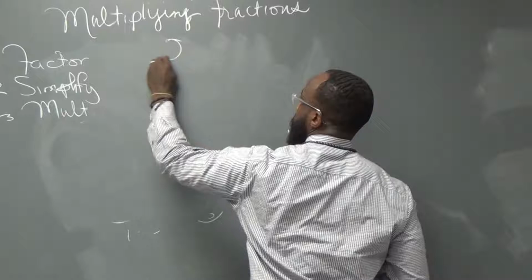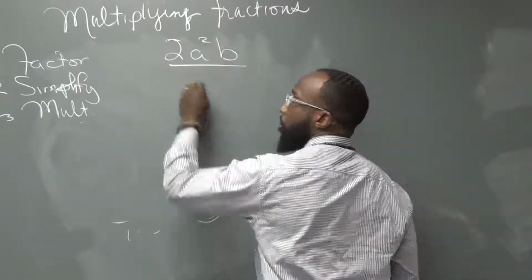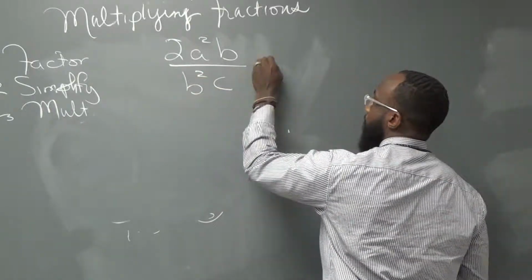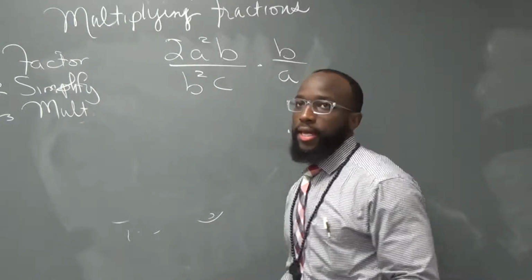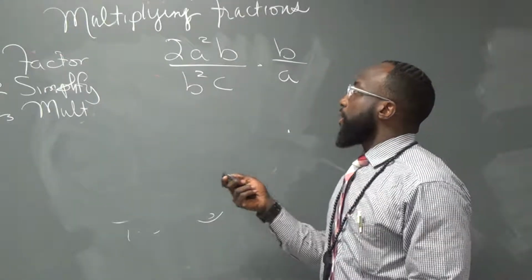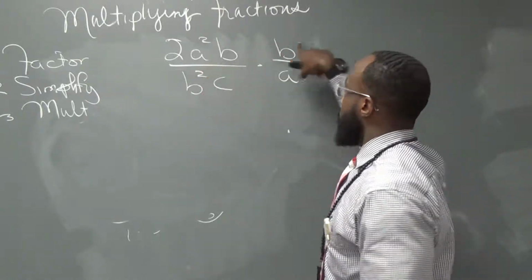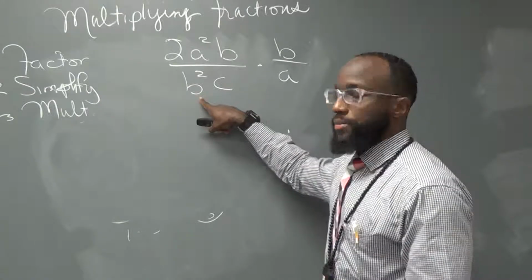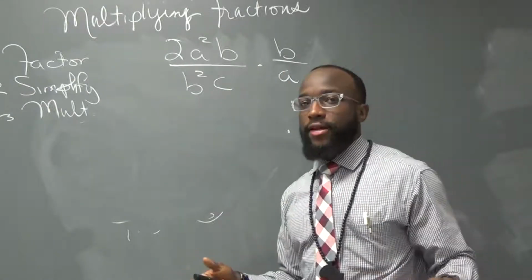Alright, so let's look at this example here. You've got 2a squared b over b squared c times b over a. First thing you want to look at is, can I factor this? Can I factor any of these things? Well, these two can't be factored. It's a b squared and a c. You can't factor anything out of this. There's only one term, so they're not factorable.